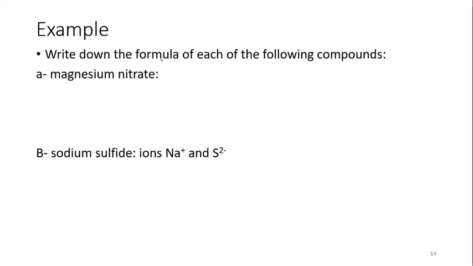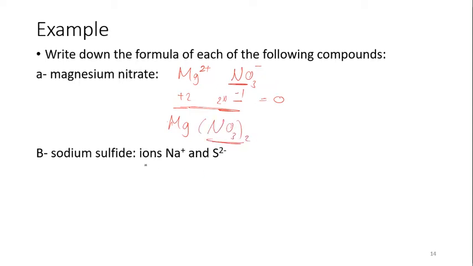Write down the formula of each of the following compounds. Magnesium nitrate. If I know magnesium is equal to positive 2 and the nitrate NO3 is negative 1, I need the sum for that to be equal to 0 because I have an electrically neutral compound. So in that case, I would write magnesium. I will need only 1 magnesium, and I will need 2 nitrate. Multiply this by 2 to be able to get the neutral charge. So Mg and NO3 to be by 2.